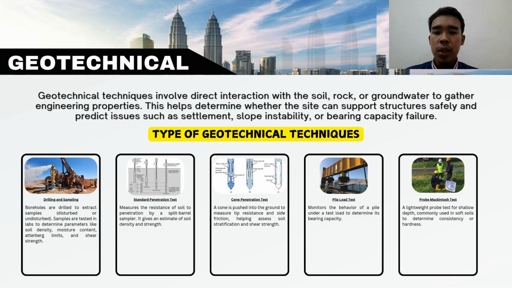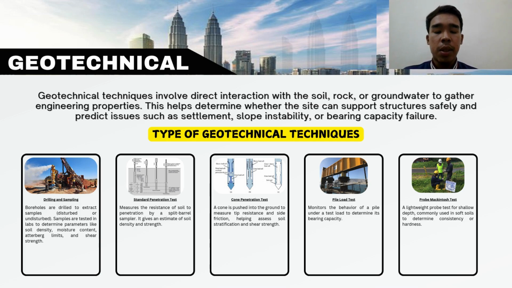Geotechnical techniques involve direct interaction with the soil, rocks, or groundwater to gather engineering properties. This helps determine whether the site can support structures safely and predict issues such as settlement, slope instability, or bearing capacity failure. Geotechnical techniques divide into five types. The first type is drilling and sampling. Boreholes are drilled to extract samples, disturbed or undisturbed. Samples are tested in labs to determine parameters like soil density, moisture content, Atterberg limits, and shear strength.